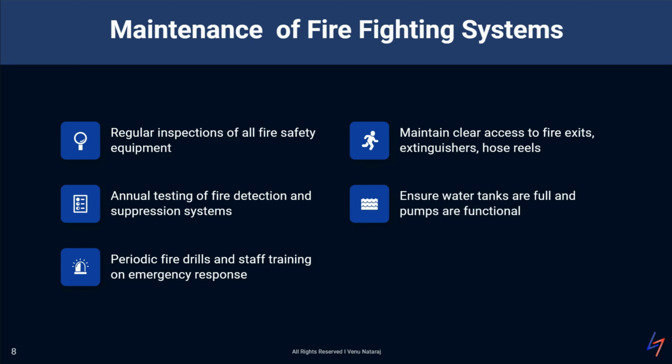Ensuring that the water tanks are full and pumps are functional. This is vital. Regular maintenance and testing of the sprinkler system can help ensure its readiness in the event of a fire. It's also important to have a designated individual or team responsible for overseeing these fire safety measures and protocols within an organization.